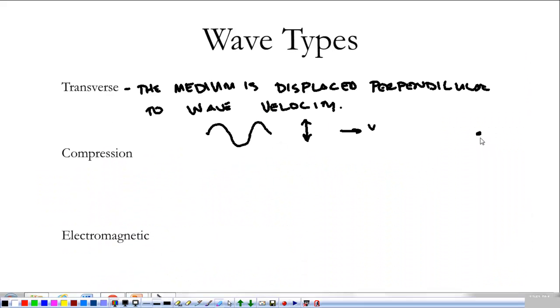Okay, this is a very simple demonstration of a transverse wave. Here are my particles of my medium. We're going to see the wave come in, and the wave is going to move this way. What I want you to pay attention to is how the particles in the medium move. Look especially at this little red one. Here's a little video of that.